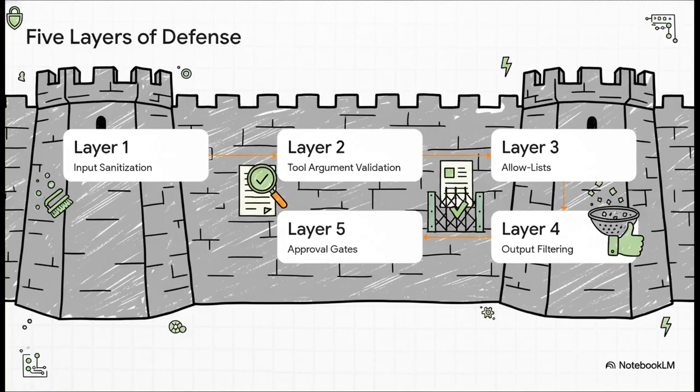First up, input sanitation, which cleans the data before it even gets to the model. Second, we have tool argument validation, to double-check what the model wants to do. Third, allow lists, which basically define what's even possible. Fourth is output filtering, to inspect what comes back. And finally, approval gates, which are for those really high-risk actions that need a human to sign off.